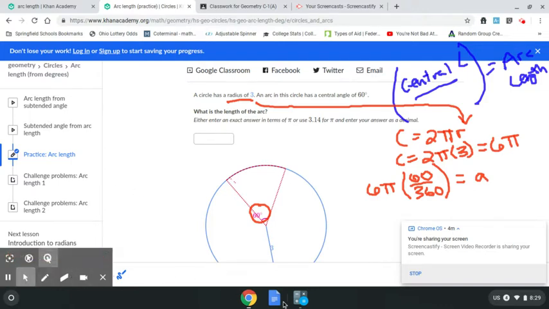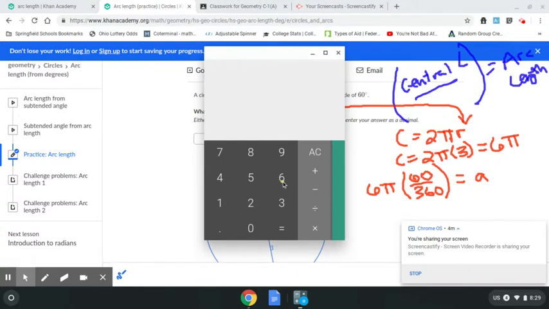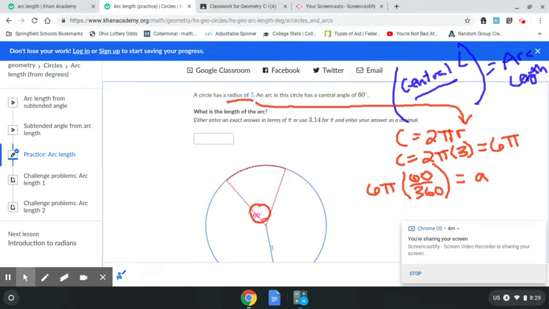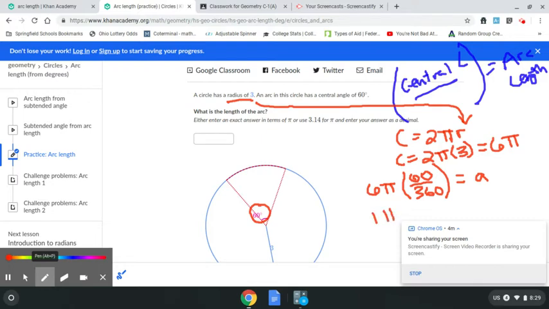If I go to my calculator, I need to take 60 divided by 360, hit enter, and I multiply that by 6. If I multiply that by 6, I get my answer of 1. So if I want to leave my answer in terms of pi, that means my answer is 1 pi. So I could go up here to the box and I could type that in.